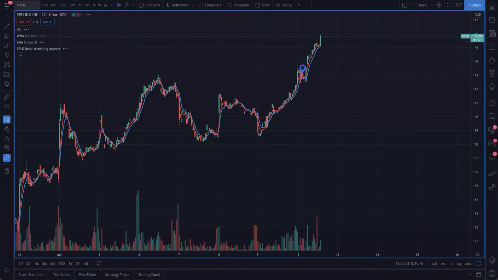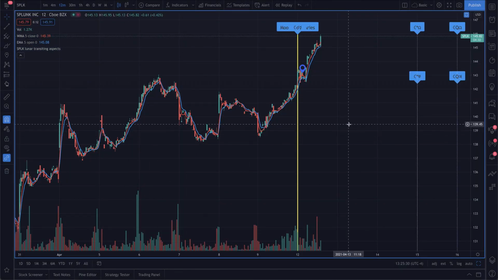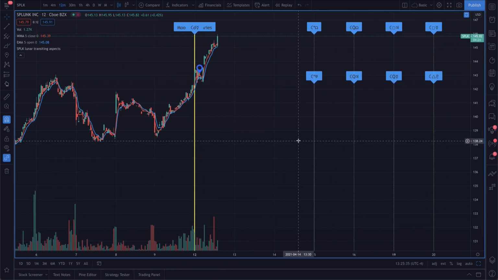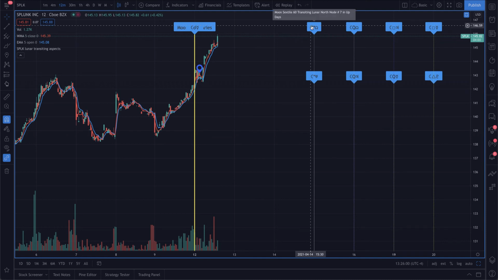One of the things I like to do when I enter a trade is find the exit before I enter. So looking ahead in time, this is showing the Splunk lunar transiting aspects. This is the script that I exported from Time Trades and pasted into TradingView, and now it's generating these vertical lines that show where in the lunar cycle there are some good movements.